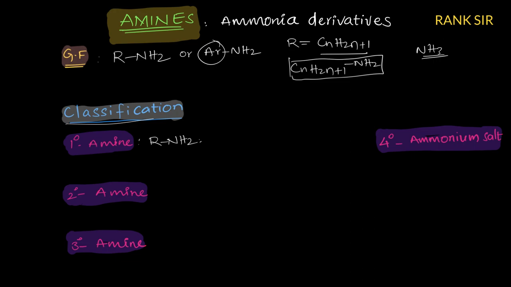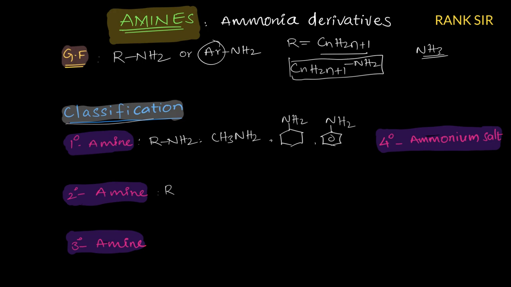Then for the primary amine group, I will take some examples. This is CH3NH2. Otherwise, in cyclic, if I take, then this is cyclohexanamine. This is also a primary amine. I will take one aromatic amine. Then this is also which one? A primary amine. Then come to the secondary amine.